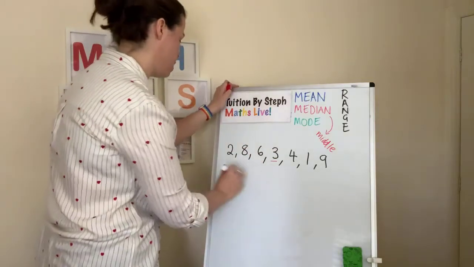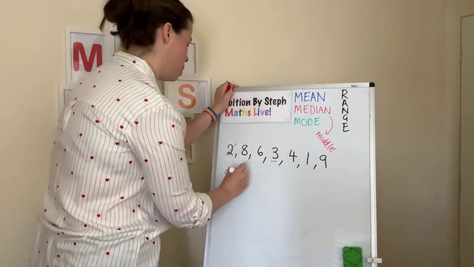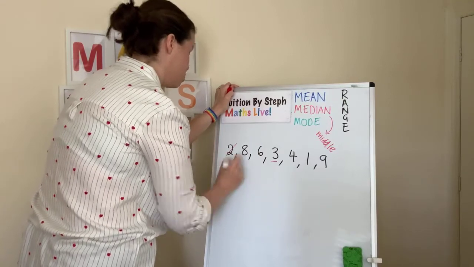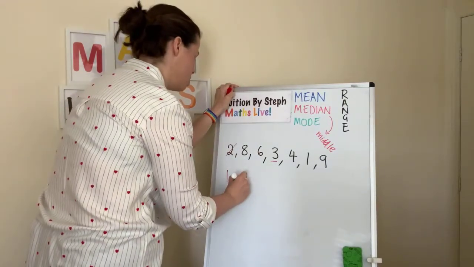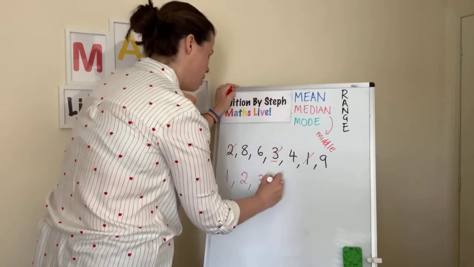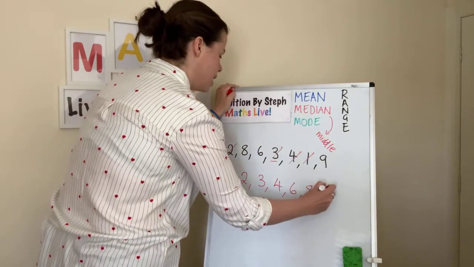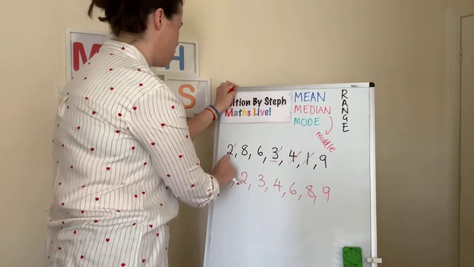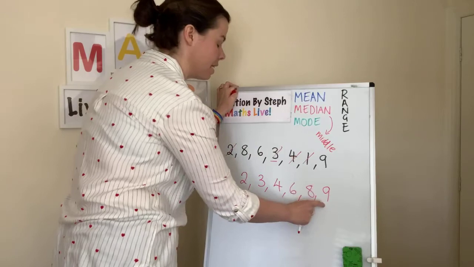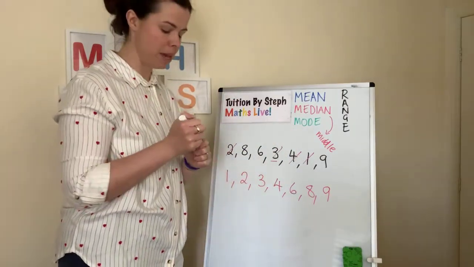So, smallest to biggest, we've got 2. I always cross it so I know that I've done it. 3. Oh no, I've got 1 there. But you'll see how I check this. 1, 2, 3. So 1, 2, 3, 4, 6, 8, 9. Now, this is what I do next. I go 1, 2, 3, 4, 5, 6, 7. Right, I've copied them all down. I haven't missed any out. And now I'm going to find the median.